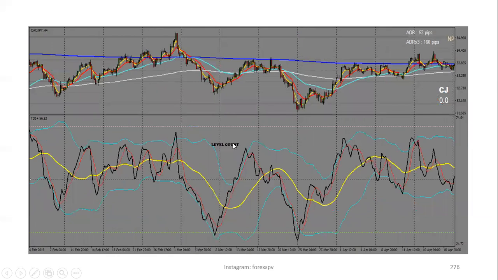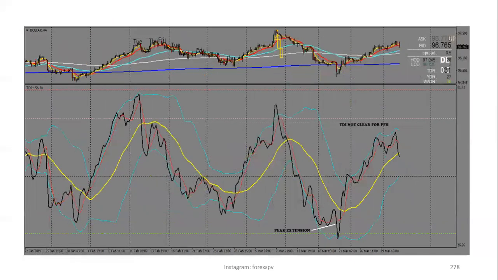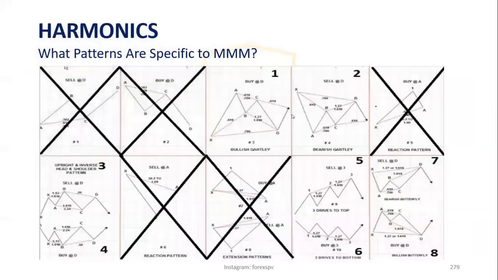So sometimes if you look at the TDI, you find the levels. When the dealers form the peak, you find the levels there, like level 1, level 2, level 3, and the shark fin is there for a reversal. So sometimes you can count levels using the TDI.